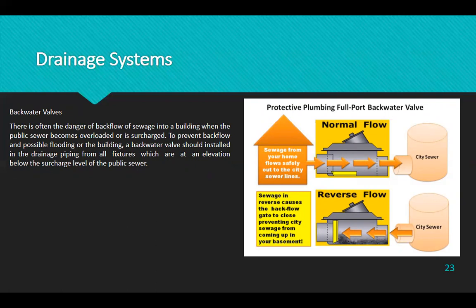There is often the danger of backflow of sewage into a building when the public sewer becomes overloaded or is surcharged. To prevent backflow and possible flooding of the building, a backflow valve should be installed in the drainage piping from all fixtures which are at an elevation below the surcharge level of the public sewer.